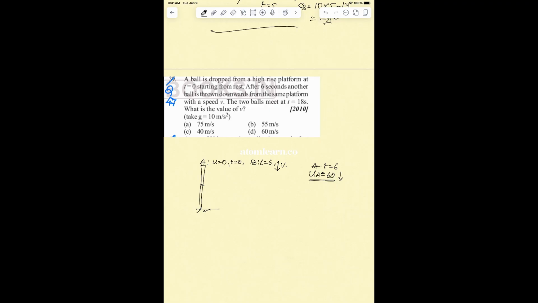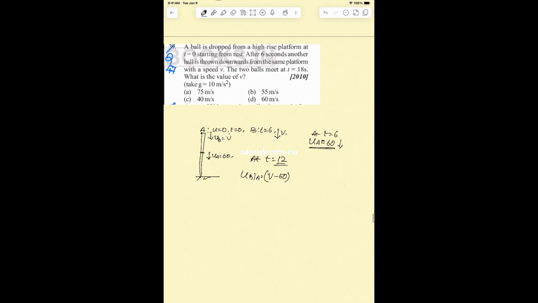That means now A will be somewhere down like this with a velocity of uA equal to 60, and at that time uB gets dropped with a velocity of uB equal to v. Now from now onward, it says that at time t equal to 18 seconds, which means actual time is t equal to 12 seconds, because after 6 seconds we have already shifted the origin of the time by 6 seconds. Therefore they are meeting at t equal to 12 seconds.